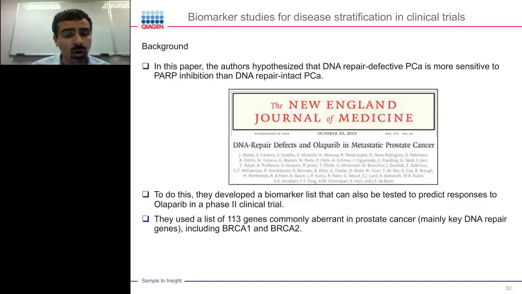And in order to do so, they developed a biomarker list that can be used to predict these responses to olaparib in a phase 2 clinical trial. They used a list of 113 genes commonly aberrant in prostate cancer, and these genes, they fall mainly within the DNA repair class of genes, including BRCA1 and BRCA2.